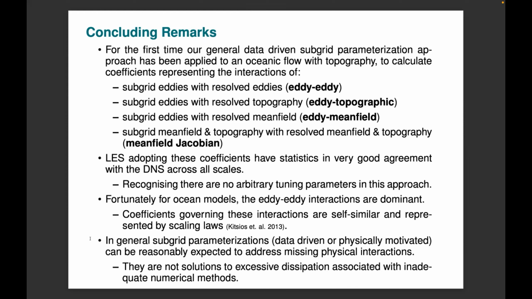And finally, I'd like to add maybe a general point that subgrid parameterizations, be they data-driven or physically motivated, can be reasonably expected to address missing physical interactions. They're not the solution for excessive dissipation in ocean models or atmosphere models or anything due to the numerical methods employed. And I'll leave it there.